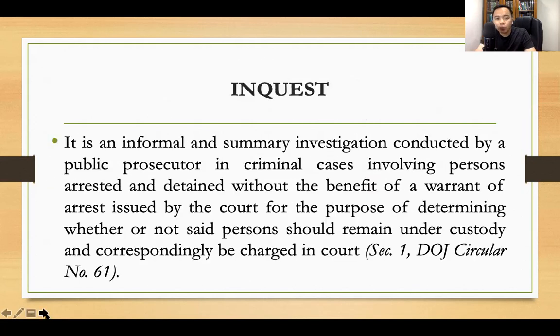Now, let us go to inquest. What is inquest? Inquest is an informal and summary investigation conducted by a public prosecutor in criminal cases involving persons arrested and detained without the benefit of a warrant of arrest issued by the court, for the purpose of determining whether or not said persons should remain under custody and correspondingly be charged in court.